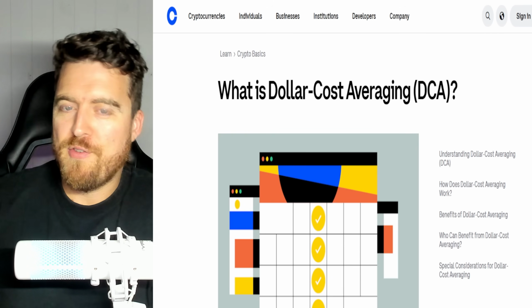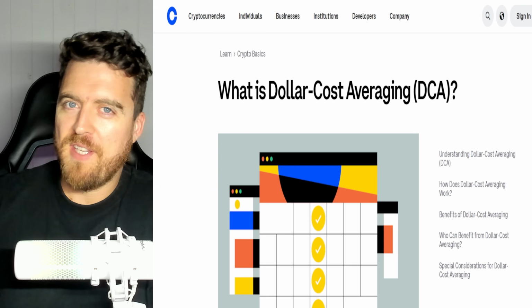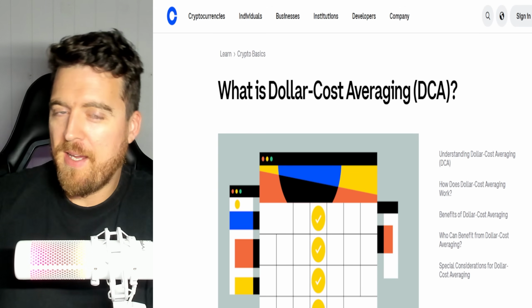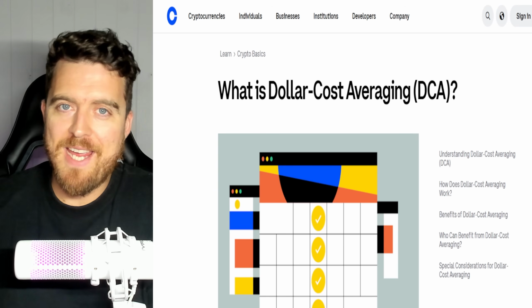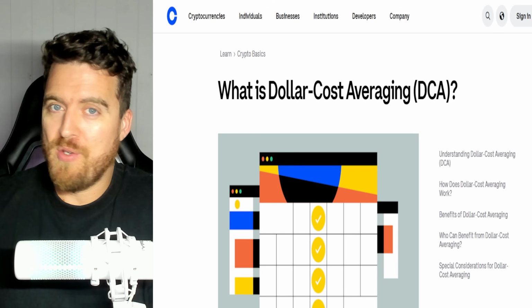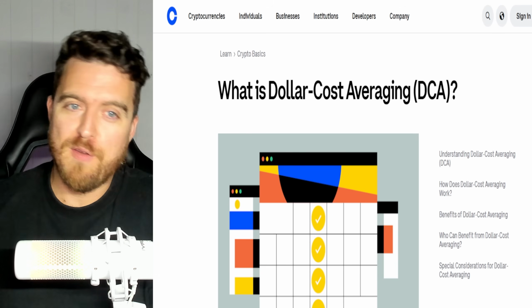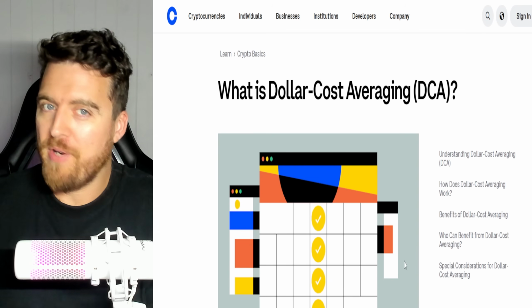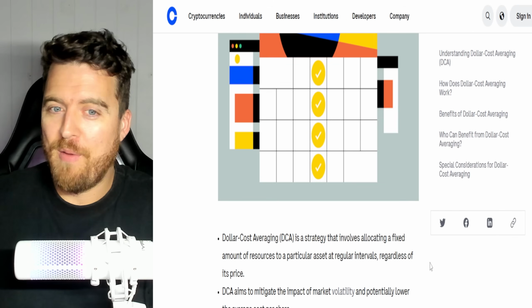Option number 1, dollar cost averaging or DCAing into Bitcoin. Now, some of you may have heard of this before. It's an age-old method with any cryptocurrency to start getting into and accumulating some Bitcoin. So what is it? Let's have a very quick read, and I'll give you a few examples of how this can pay off.